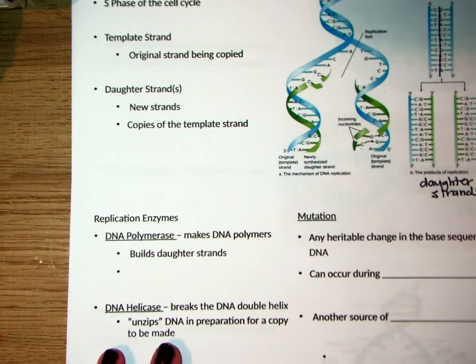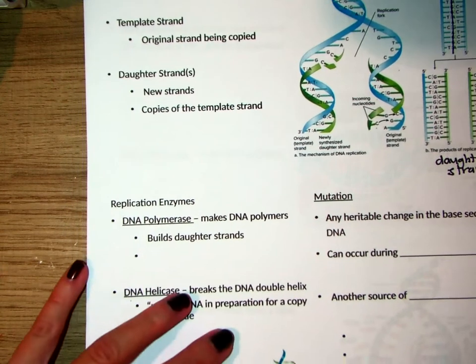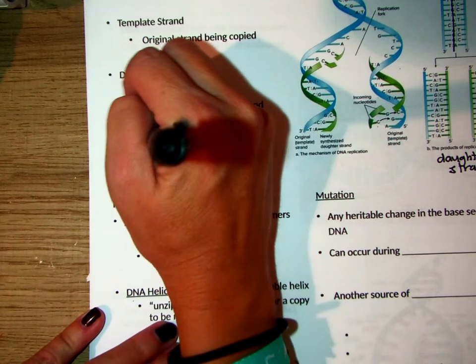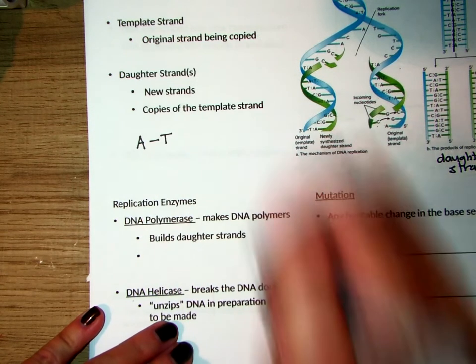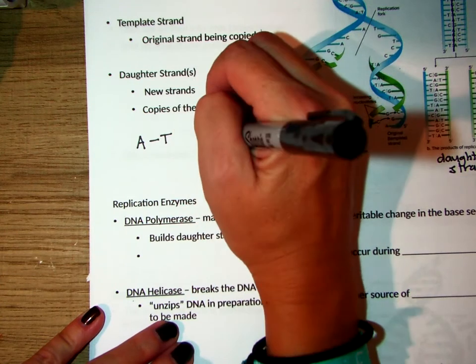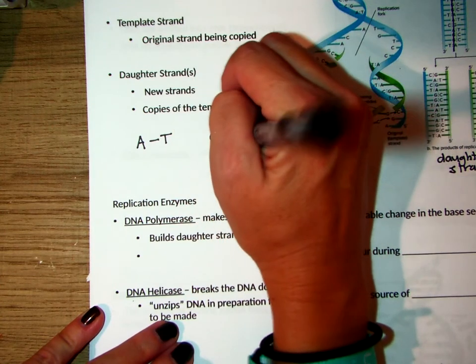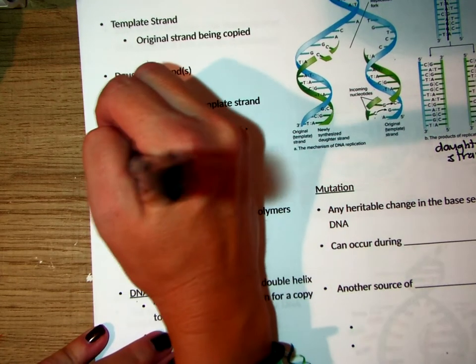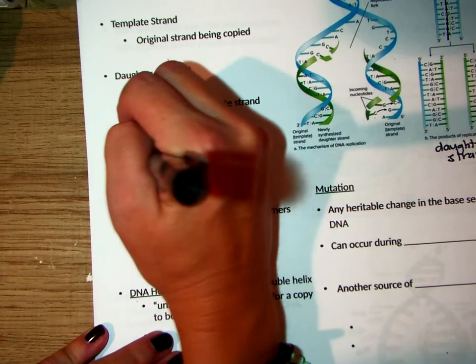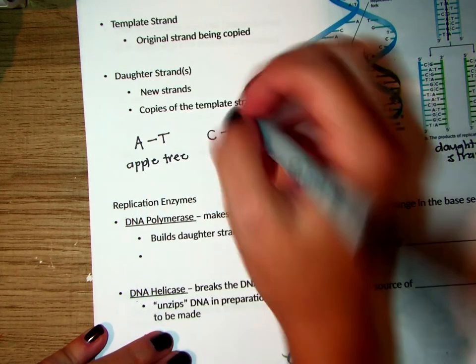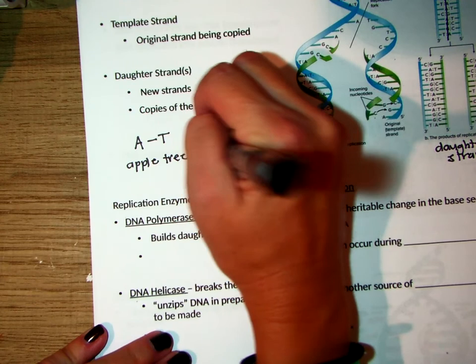I don't know if it says this anywhere in the notes. I don't think it does, but you need to know that the base pair A will always go with the base pair T, and the base C will always go with G. And the way I was taught to remember this is apple tree, A and T, and then chewing gum.